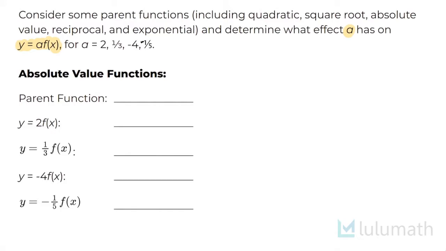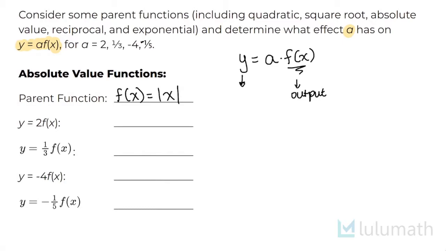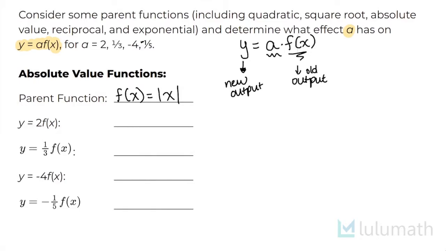And our parent function for an absolute value function is f of x is equal to the absolute value of x. This is the most basic form of an absolute value function. Now, we are going to look at y equals a times f of x. And if you notice here, this f of x is our output. And this is saying that this is going to give us our new output. And it's going to be equal to a multiplied by our old output. And one important thing is that our input does not change.